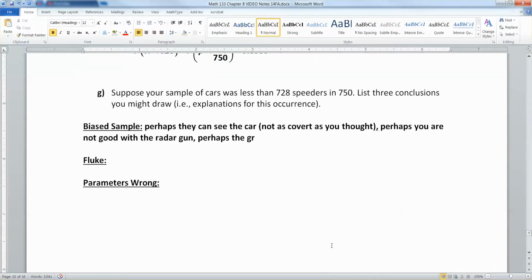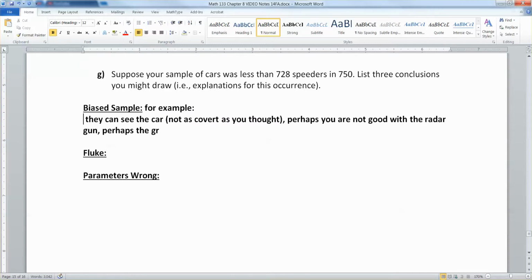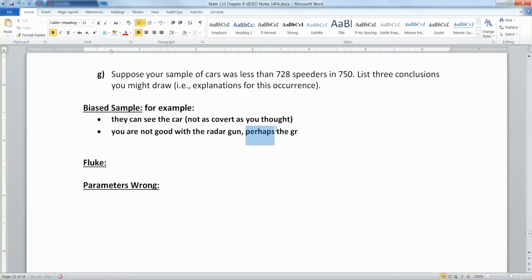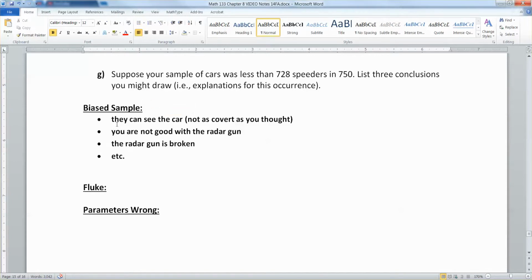Now, let me make this a bulleted list. I don't like all these perhapses. One second. There we go, we got them in there. So these are some possible ways this could happen.